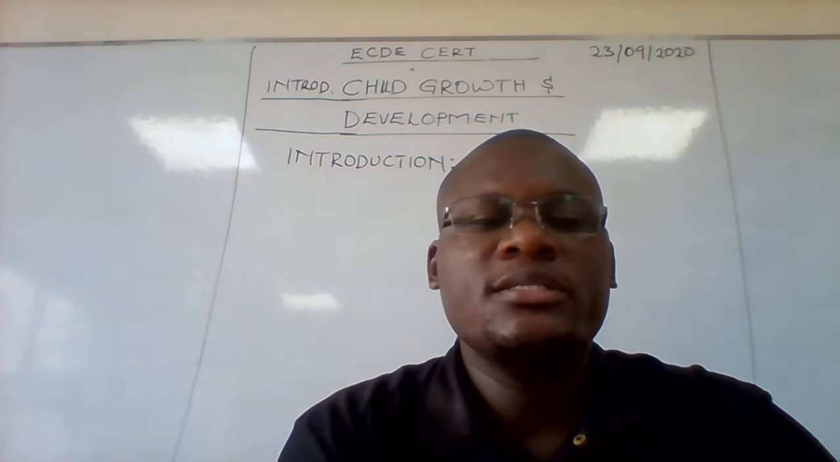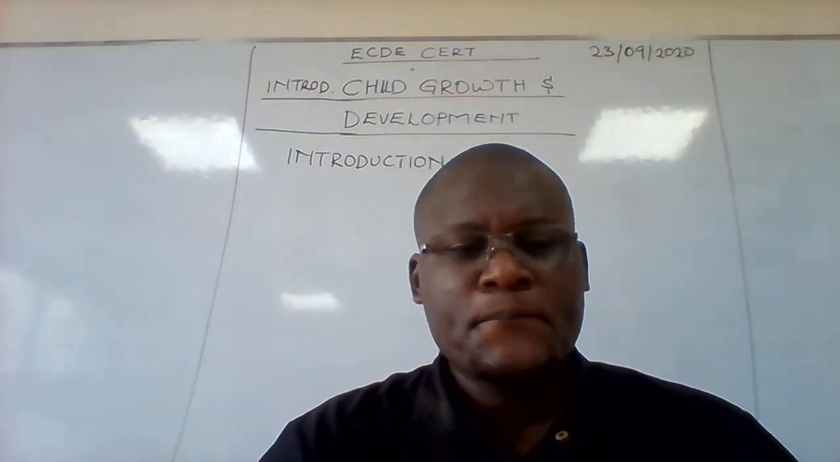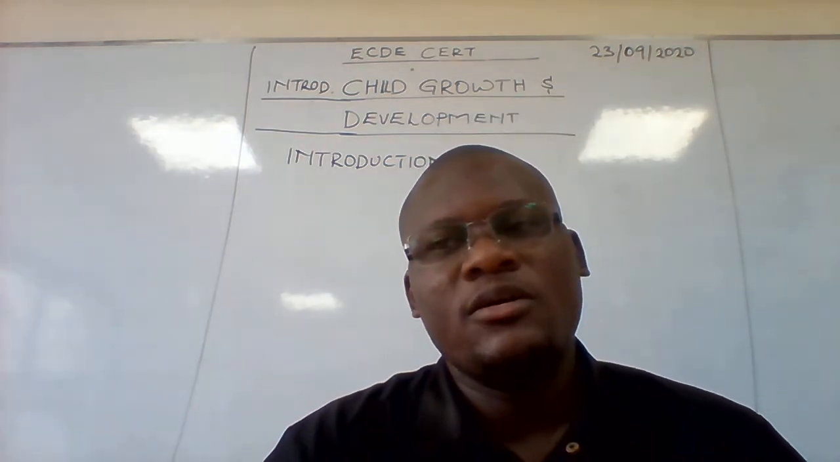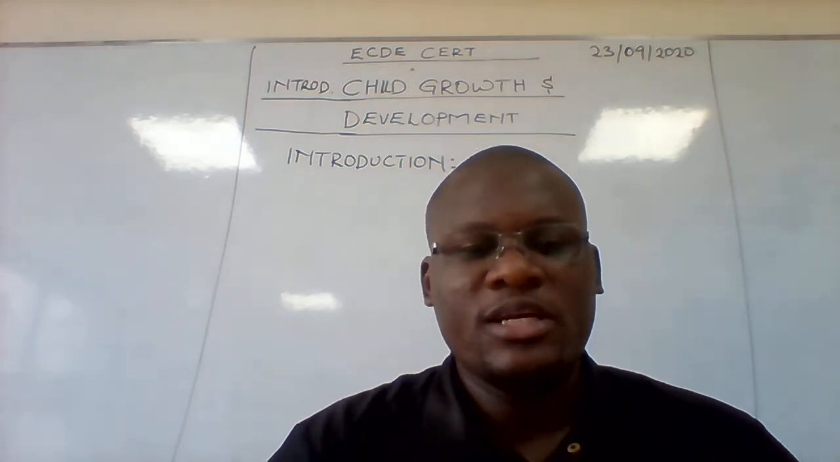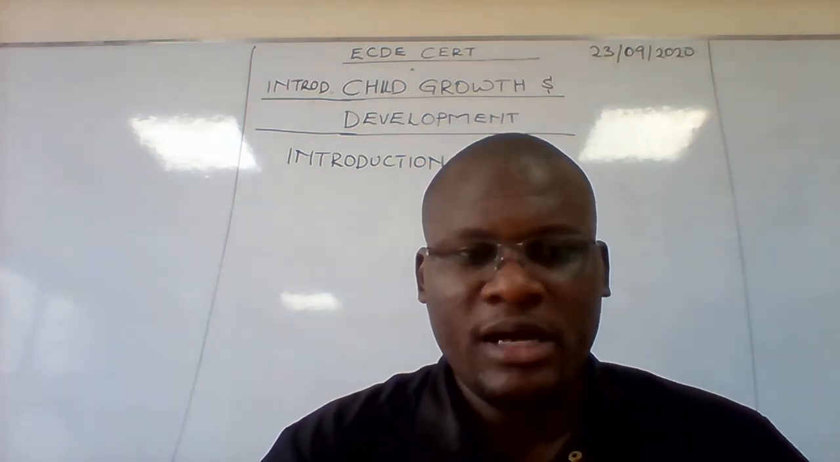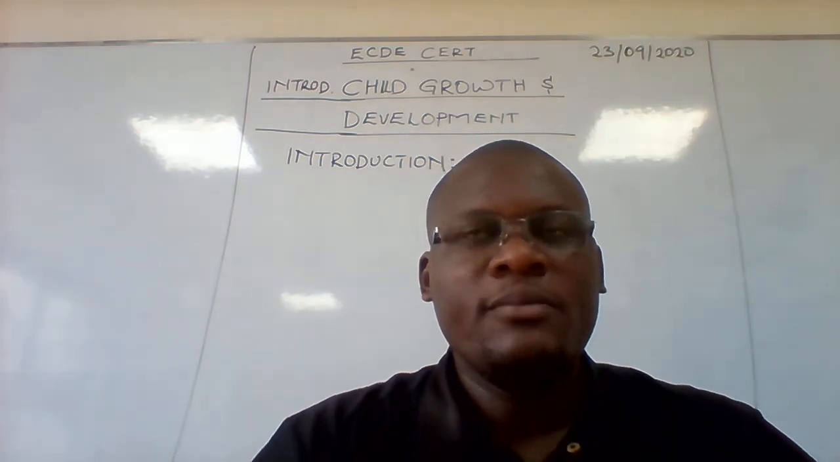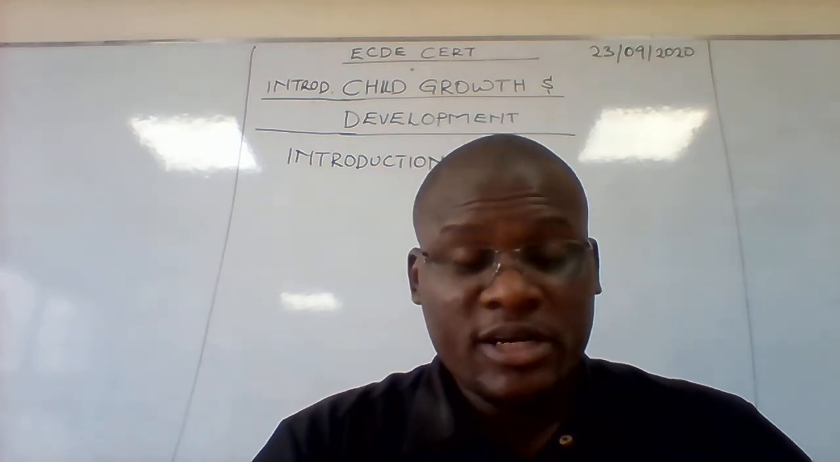It's a unit that is catering for two groups. One, the certificate group, which just takes child growth and development without any other additional unit. The diploma group takes child growth and development 1, 2, and 3 in 3 milestones or 3 developmental stages. For the certificate group, it is just an introduction of the same.